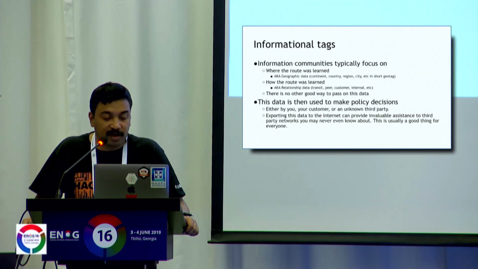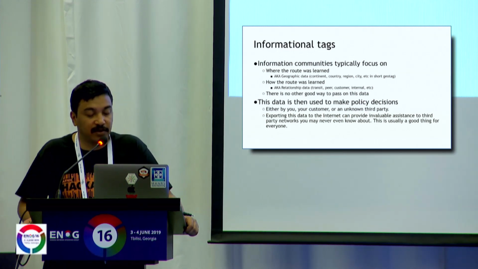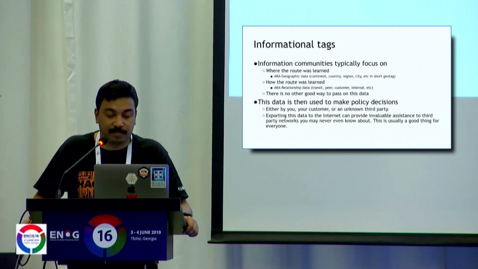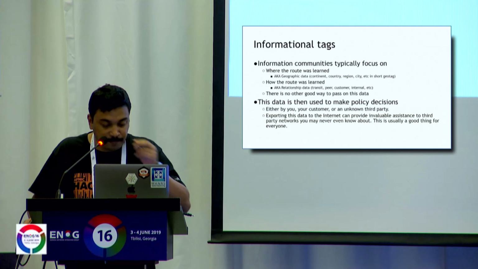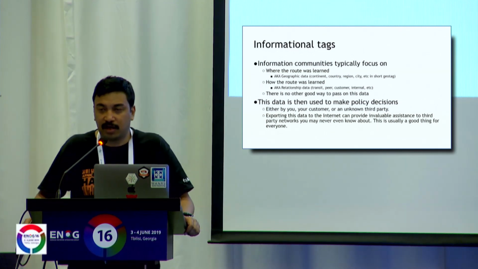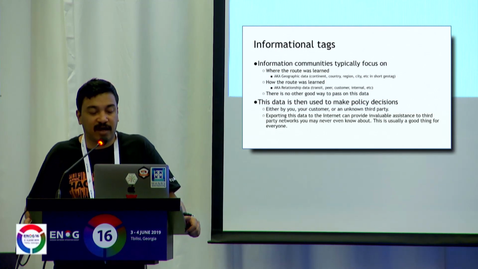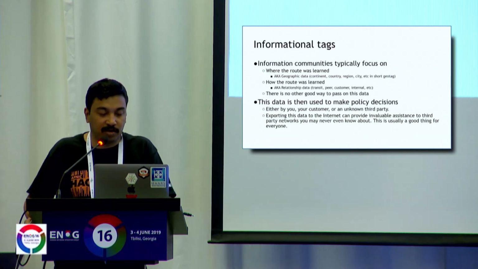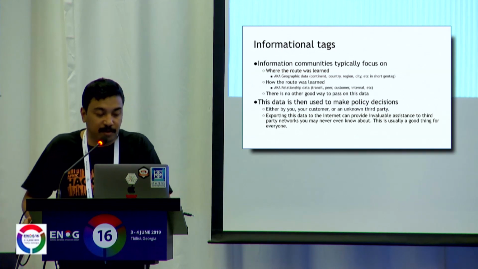So you must export this data to the internet, which can provide some invaluable assistance to other third-party networks which you may never know about. And this might be a very good thing for everyone. You might keep this information in your IRR, AS number, whois information, or maybe you can use PeeringDB or other IRR service providers, where someone can get globally all the information regarding your BGP communities.